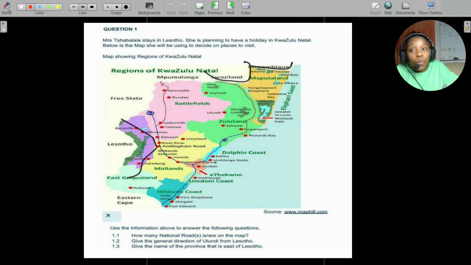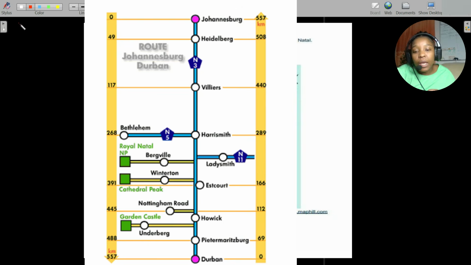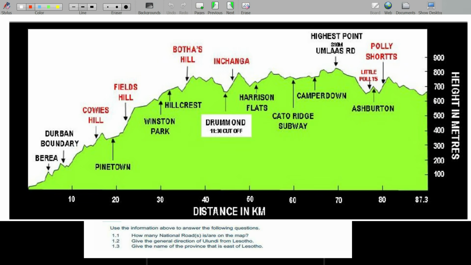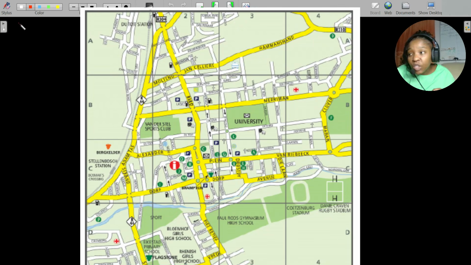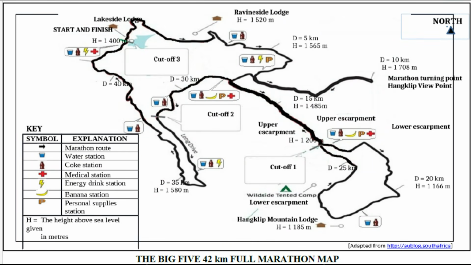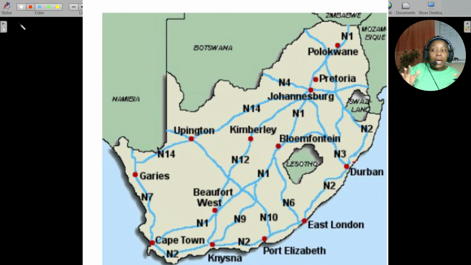So I did mention that we're going to be analyzing a map in this video tutorial. And when it comes to map analysis, there are different maps that you need to be comfortable working with. You need to be able to work with a strip chart, or a strip map. You need to be able to work with an elevation map, a street map, a route map, and a national and a provincial road map.